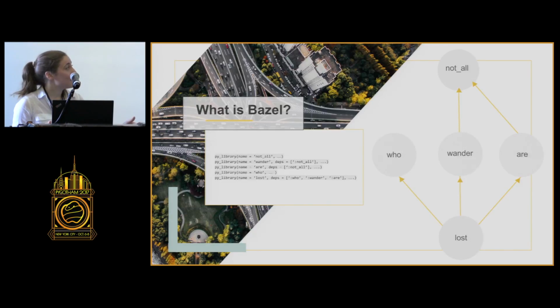So this is kind of my simple example of what a build file would look like. So you can see here I'm building these Python libraries. The name is the name of the target, and then the deps are the dependencies that target depends on. So in this situation, wonder depends on not all, lost depends on who, wonder, and are. Bazel takes this information, and if I say bazel build lost, it'll create this dependency tree. It'll start with not all. It'll parallel execute who, wonder, and are, and then finally it'll give me lost.